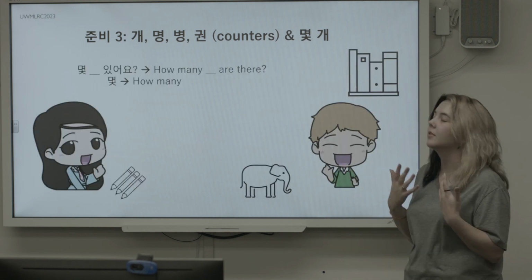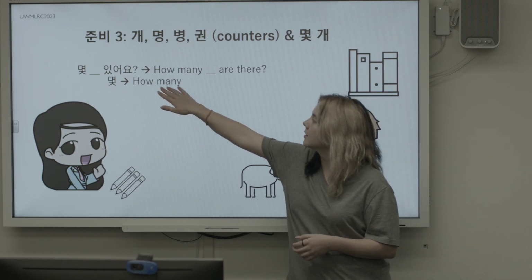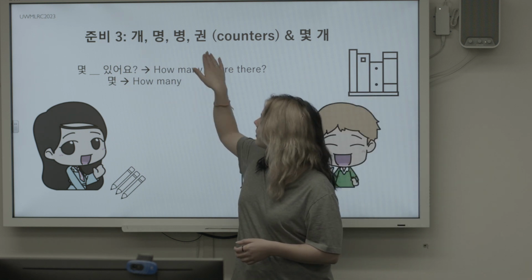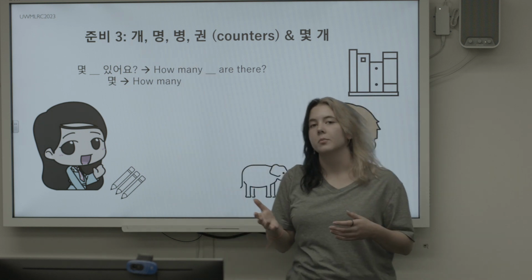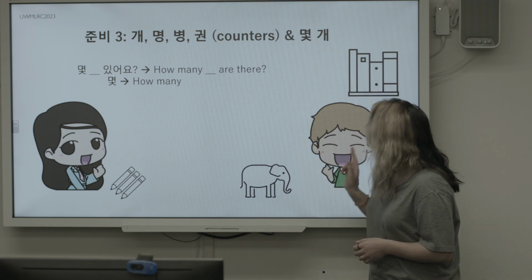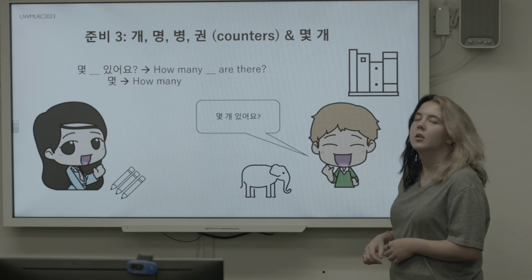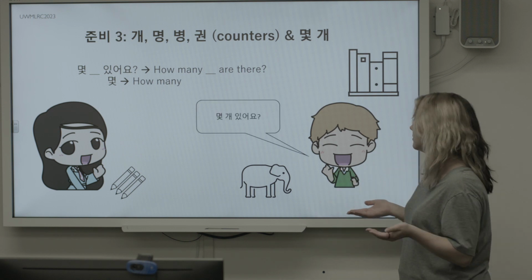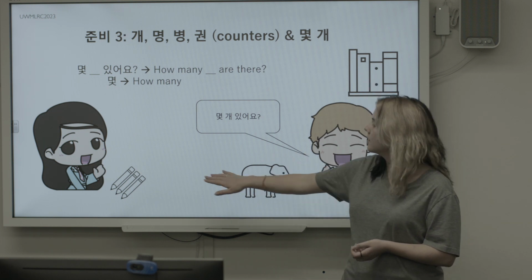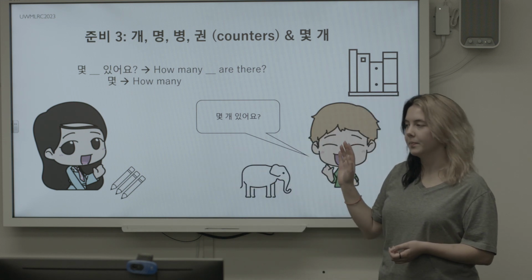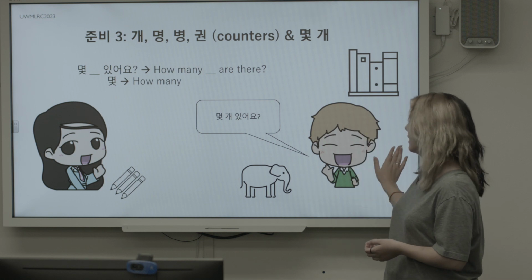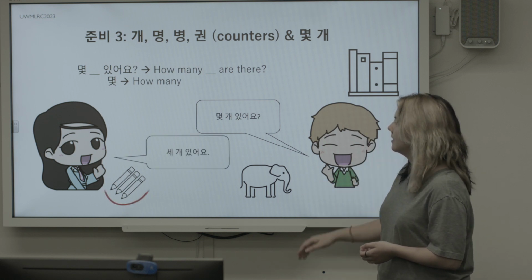When we're asking how many of something there is, we're going to be using this phrase here. 몇 blank 있어요. And you just fill in the blank with the correct counter. 몇 by itself means how many. So how many counter are there? So Andy is asking Mina, 몇 개 있어요? And so Mina has to guess which of these objects he's talking about. But she already knows, because 개 can only refer to one thing on the slide, and it is the pencils.